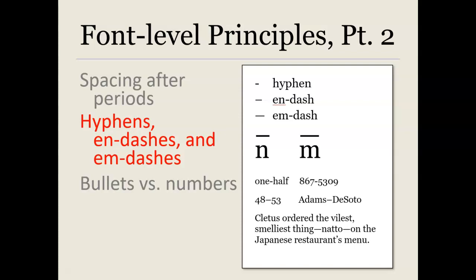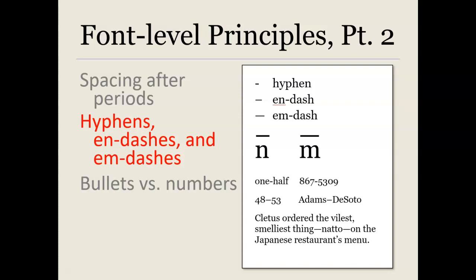Then, on the next line, 48 N-53 and Adams N-DeSoto. What is that showing us? It's showing us that there's a range from 48 to 53 and from Adams through DeSoto. So, if I told you read pages 48 through 53 in your textbook, this is how I would write it out.